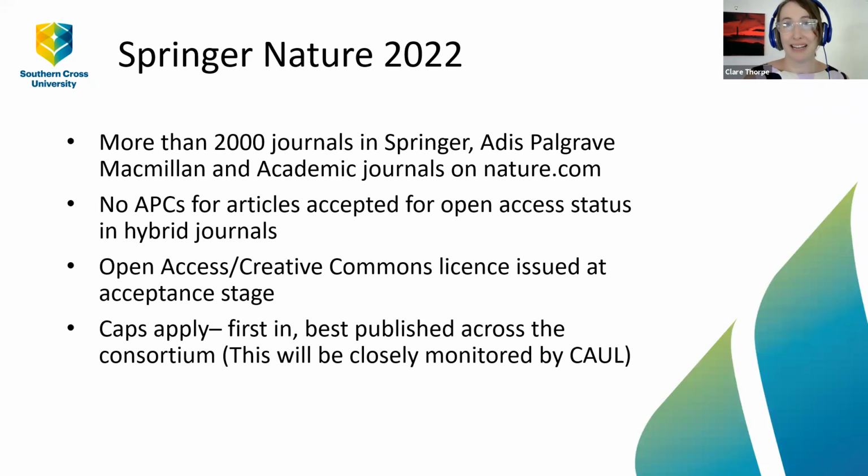Moving on to the big agreements. Just this week, CALL announced a read and publish agreement with Springer Nature. And this gives you open access publishing options with no article processing charges in more than 2,000 hybrid journals across the Springer suite. Now, it does not include the Nature Index journals. They were not part of the agreement at this time, but we are hopeful that in future years that might also be part of this. So as I mentioned, at the acceptance stage, you will have the opportunity to publish open access with no article processing charges in those hybrid journals.